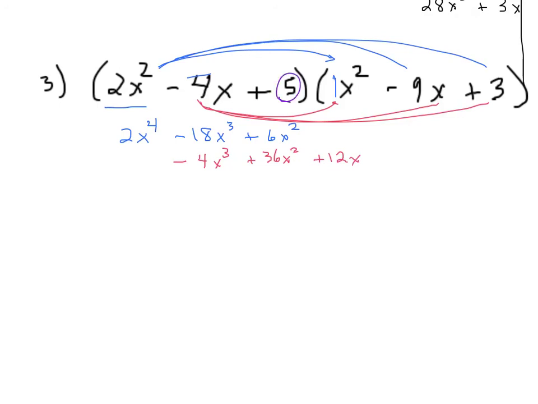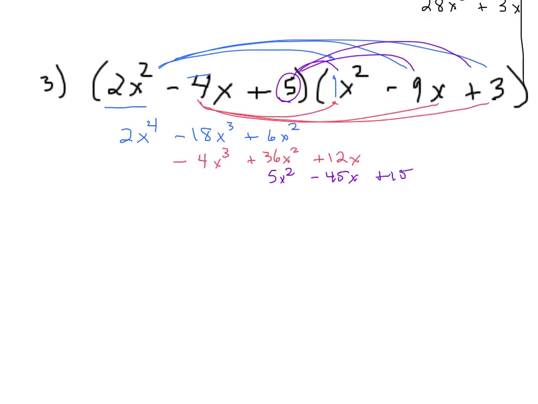Keep going. Third term. 5 times x squared will be 5x squared. 5 times the negative 9x is negative 45x. And 5 times the 3 is 15.